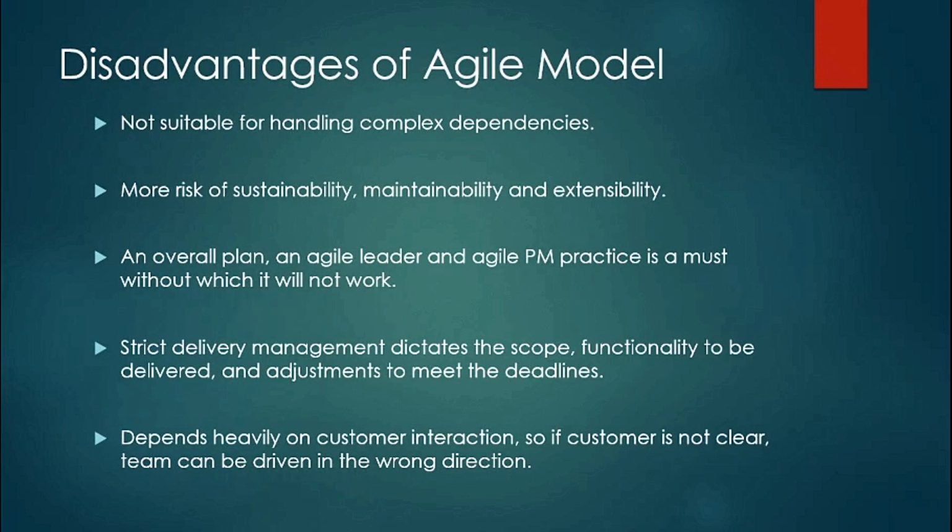Now let's understand the disadvantages of the agile model, because every model has some advantages and disadvantages as well. So the agile model is not suitable for handling complex dependencies. Also, there is more risk of sustainability, maintainability and extensibility. And an overall plan, an agile leader and agile project manager practice is a must, without which it will not work. So for agile, you should have an agile leader and agile project manager. Then only you can work in the agile model. Also, strict delivery management dictates the scope, functionality to be delivered and adjustment to meet the deadlines. Also, it depends heavily on customer interaction. So if the customer is not clear, the team can be driven in the wrong direction.